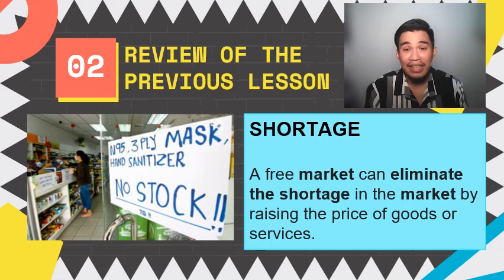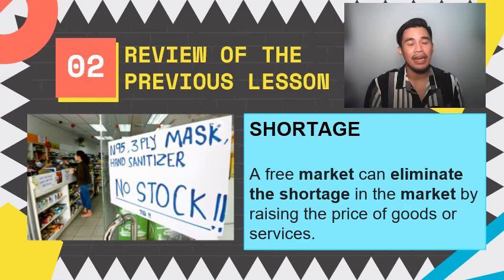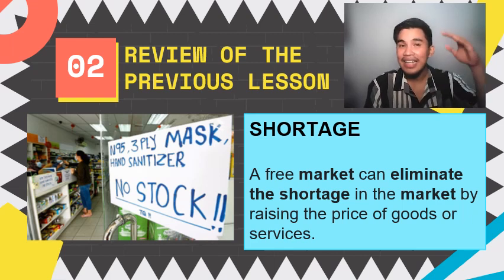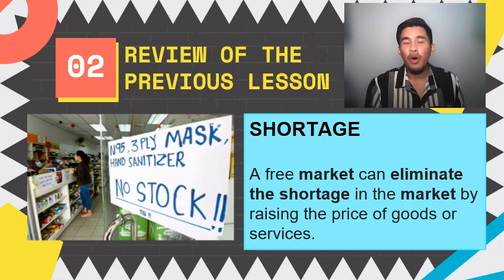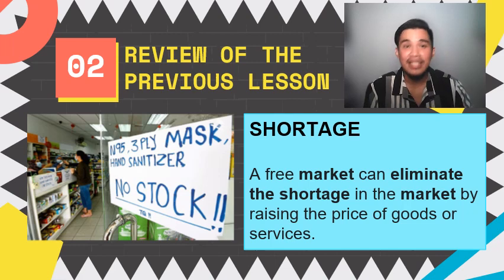A free market can eliminate the shortage in the market by, paano ba ito ma-resolve, this shortage? Ano dapat ang gagawin ng mga businessmen para hindi magkaroon ng shortage sa mga mask? So definitely you already know the answer for this kasi you experienced it, di ba? A free market can eliminate the shortage in the market by raising the price of the goods or service. Very good. So kailangan taasan ang presyo so that the buyers will only be limited by within themselves kung ano yung dapat nilang kayang bilhin. Kasi of course, if the price increases, the number of items that they can buy will also decrease.